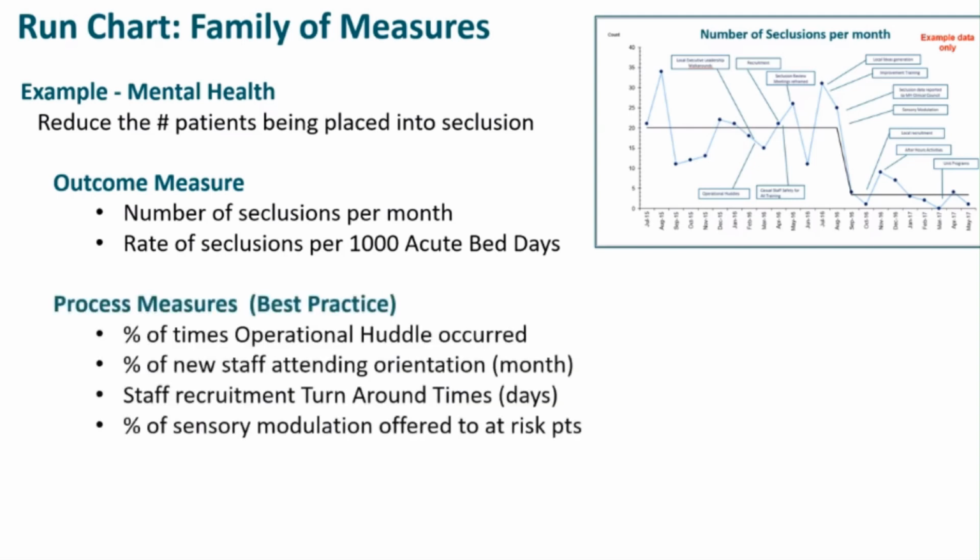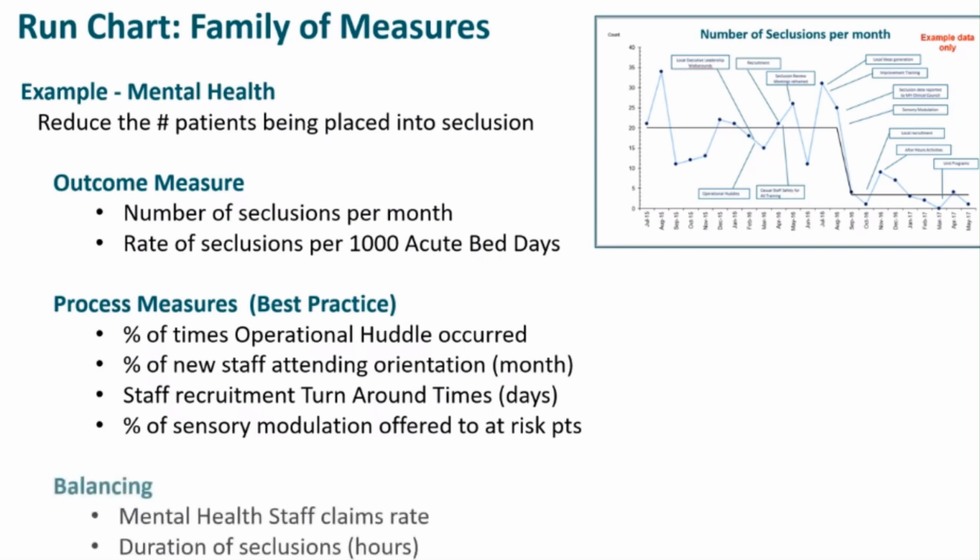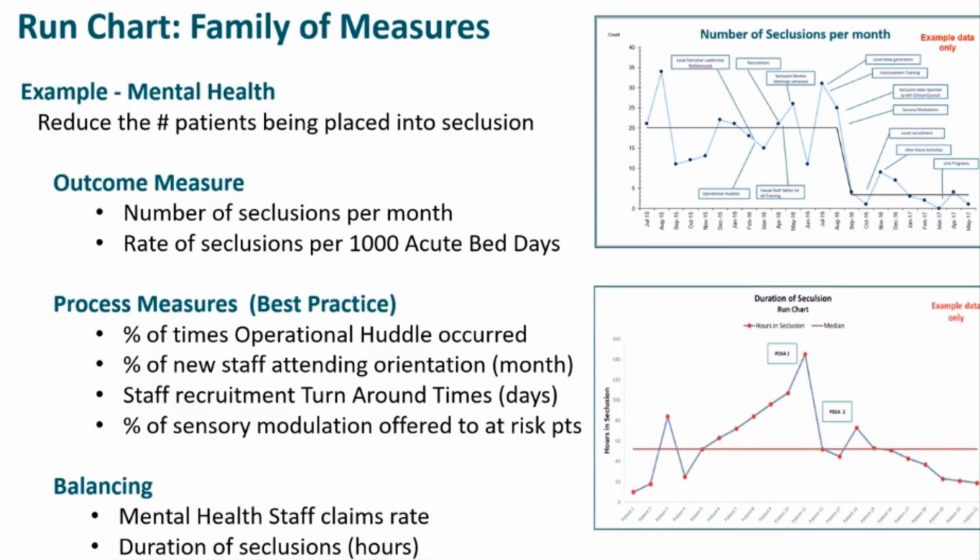The process measures were around best practice, and the examples here, they looked at the percentage of times operational huddle occurred, the percentage of new staff attending orientation within a month, the staff recruitment turnaround times in days, the percentage of sensory modulation that was offered to at-risk patients. Balancing measures, they looked at mental health staff claims rates and also the duration of seclusion in hours. And here's a run chart looking at that balancing measure of the duration of seclusion over time.